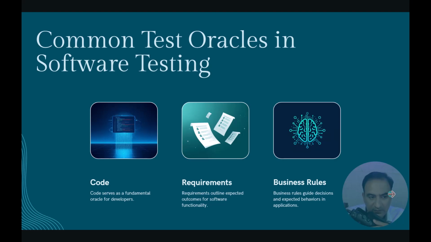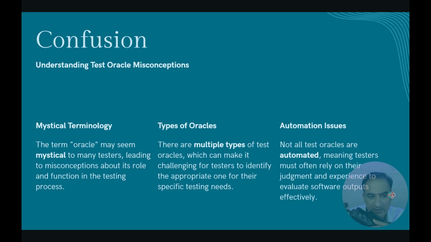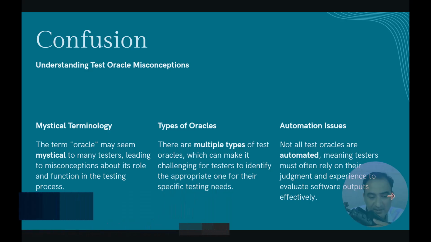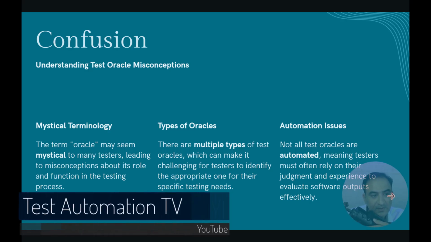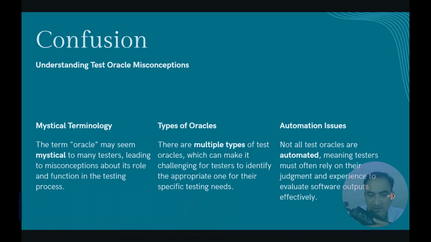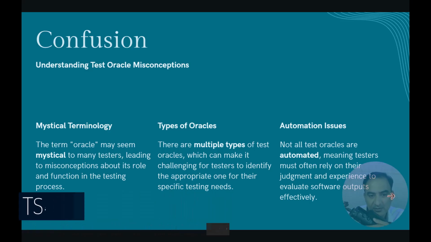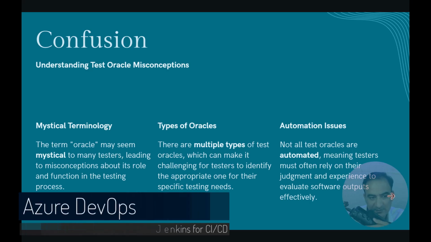It is a confusing term because the word oracle does not explain what it is. You might think of an ancient fortune teller or magic answers. Many types of oracles exist. For example, specification-based, human, heuristic, statistical, golden master, etc.